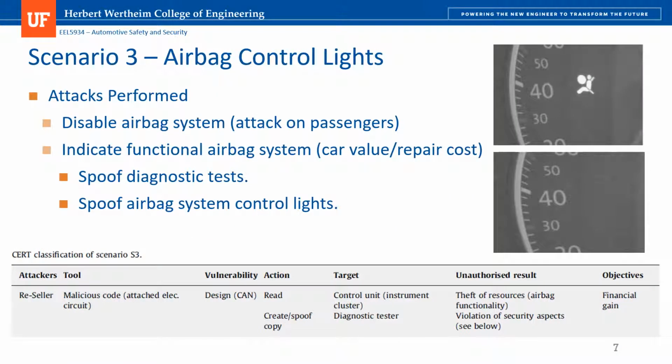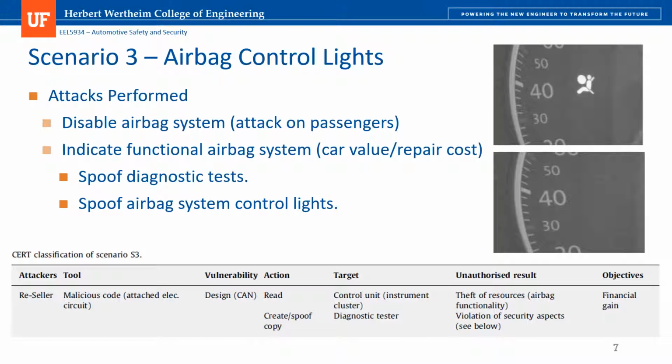Scenario 3, this is an attack on the airbag control lights. There are two attacks that are mentioned in this research. Attack 1 would be to physically disable the airbag system and then spoof the airbag control light to make it look as if the airbag system is operational. This attack would be an attack on the passengers of the vehicle, which could potentially have a monetary value involved with injuring somebody in the vehicle.